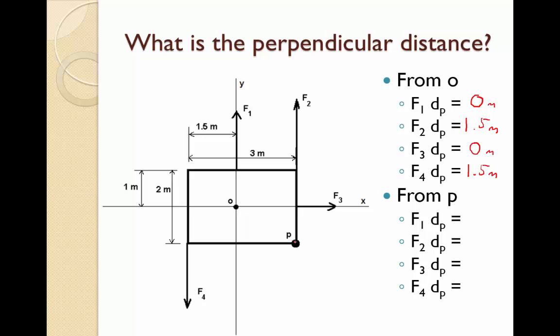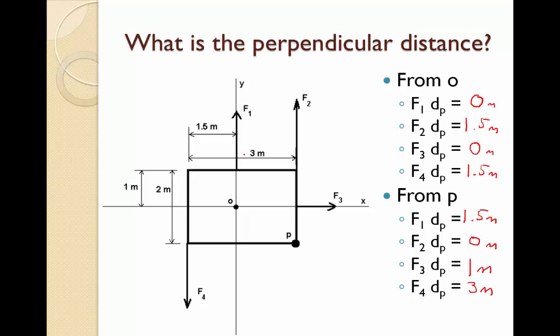From point P, let's change our perspective now. The perpendicular distance of F1 to point P, well, perpendicularly, that would be measured this way, and that's 1.5 meters. F2's perpendicular distance to point P, F2 goes through point P, so its perpendicular distance is 0. F3's perpendicular distance to point P is 1 meter. Measuring perpendicularly from F3, you can see that it's 1 meter away. And F4's perpendicular distance, well, there's the line of action for F4. Point P is over here, and it's 3 meters away.